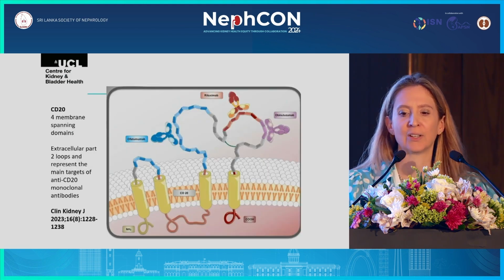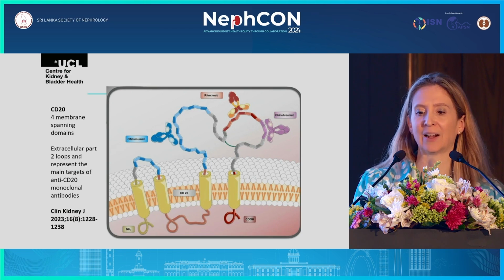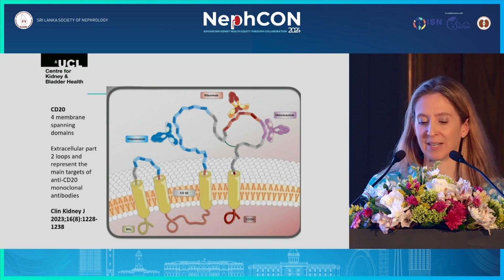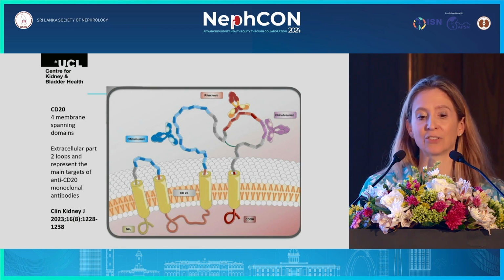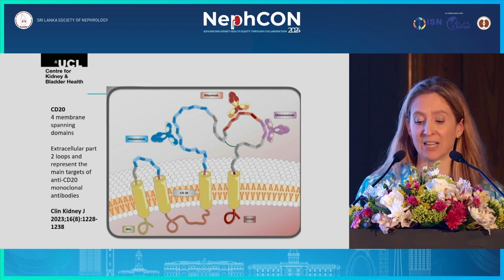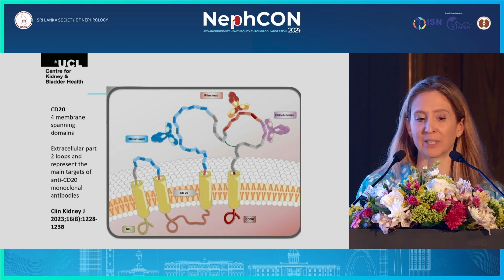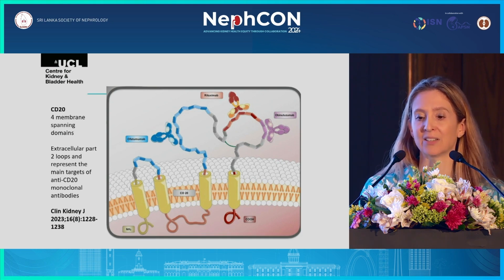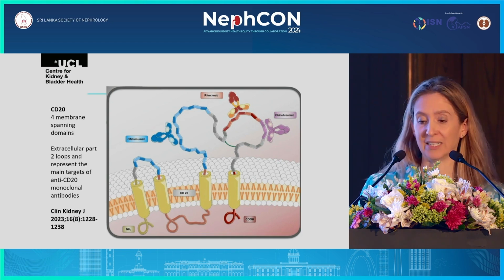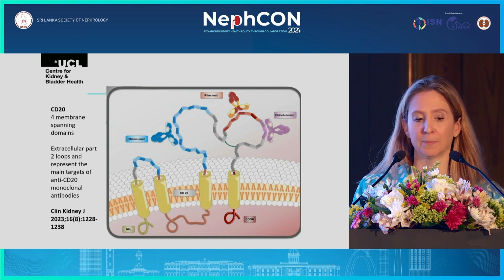This picture shows how the molecule of CD20 has four membrane spanning domains, and it's the extracellular part of the loops which are the main target for these monoclonal antibodies, with rituximab binding to the large loop of the distal epitope.